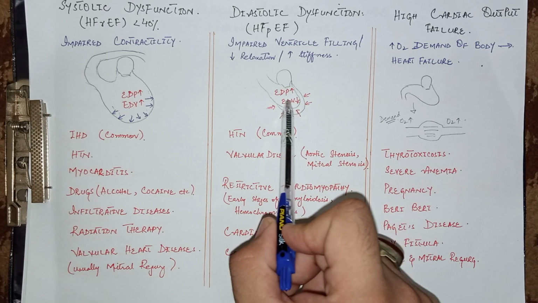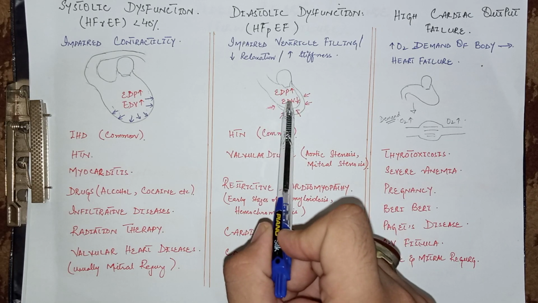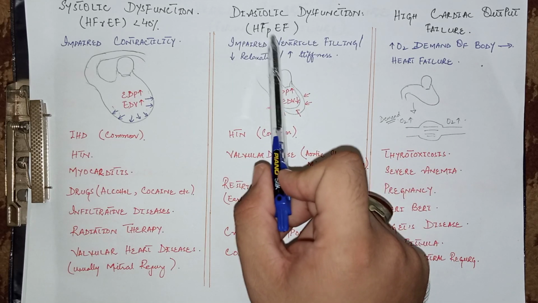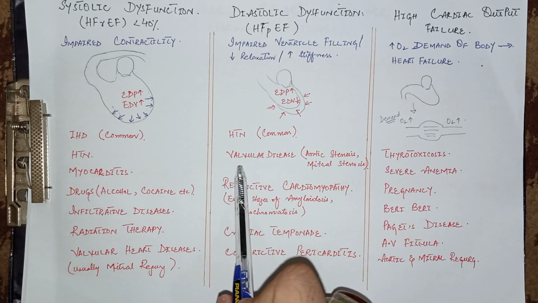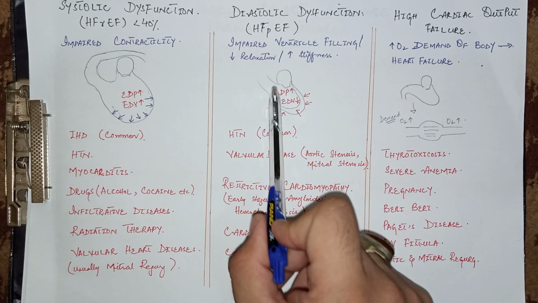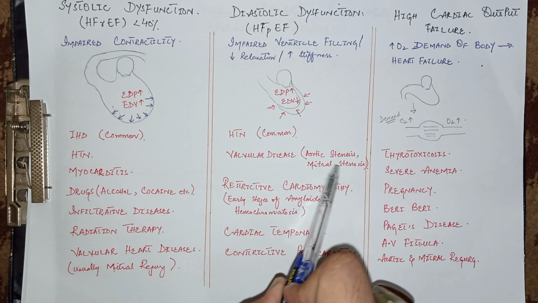Here the end diastolic volume is low, but end diastolic pressure is high. The most important and common cause of diastolic dysfunction or the heart failure with preserved ejection fraction is systemic hypertension. The other causes are valvular diseases like aortic stenosis, that is narrowing of the aortic valve, and mitral stenosis.